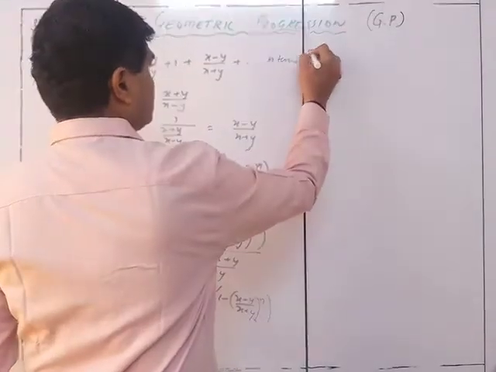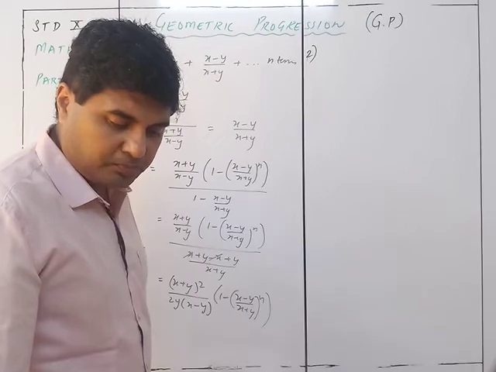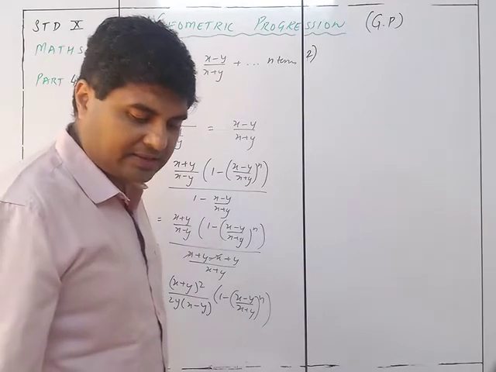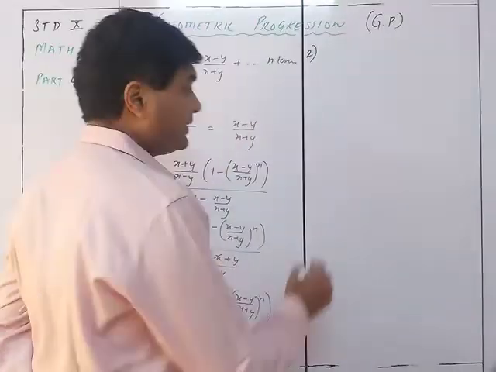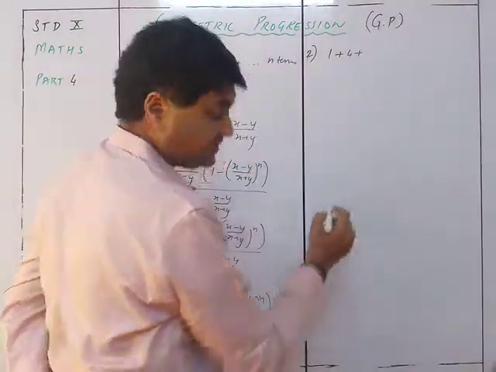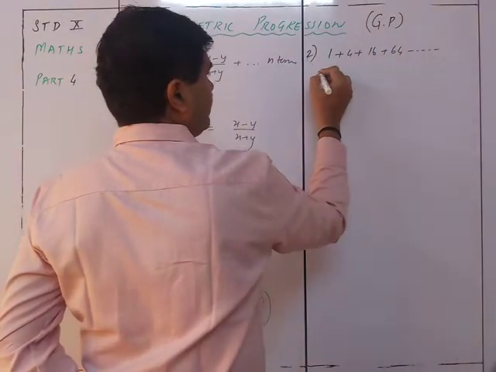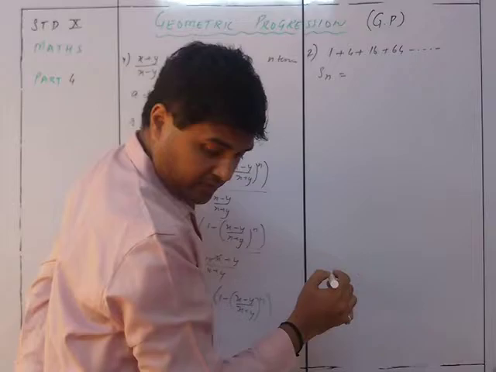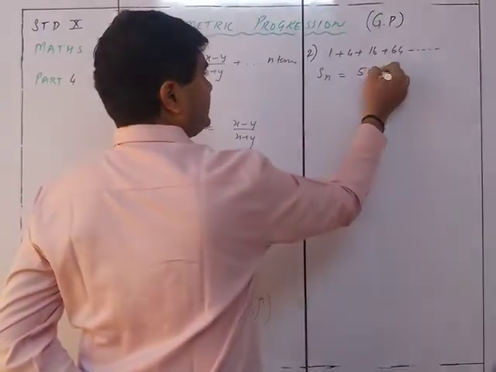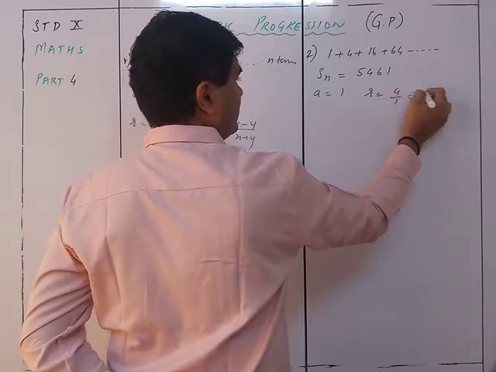Doing the alternate sum, the second sum. How many terms of the GP progression must be added to get the sum 5461? So it is 1 plus 4 plus 16 plus 64 and so on. Sn is given to me as 5461. A is equal to 1, R is equal to 4 upon 1, which is equal to 4.